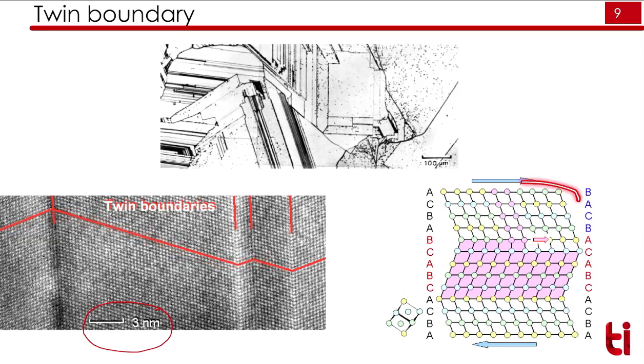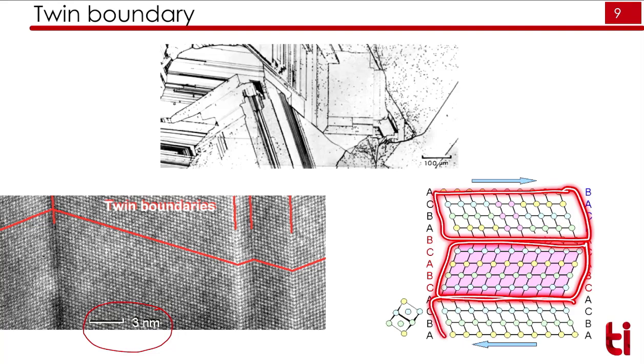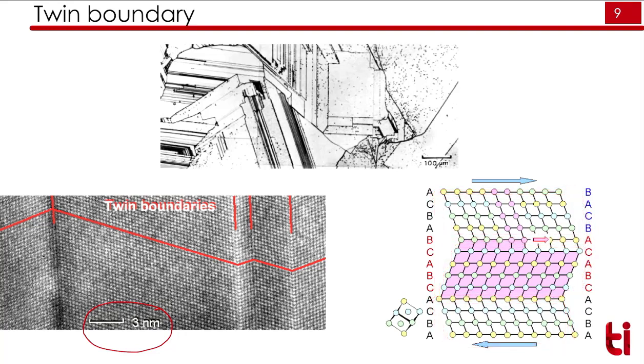It is shown in the schematic as shown here. So this is a perfect row of atoms, this is displaced due to the shear stress, and this is again a perfect row of atoms. Remember that twin boundaries form over a few interatomic distances.